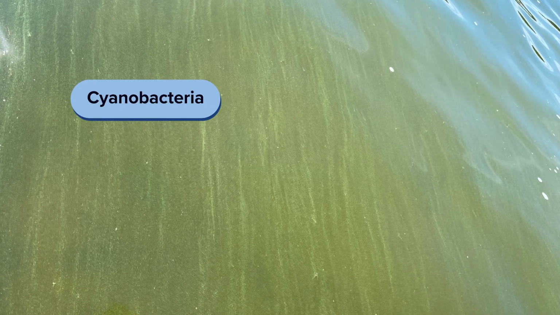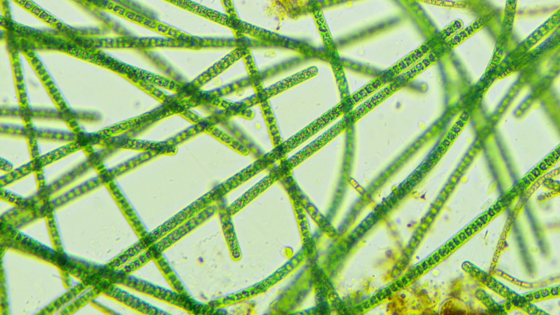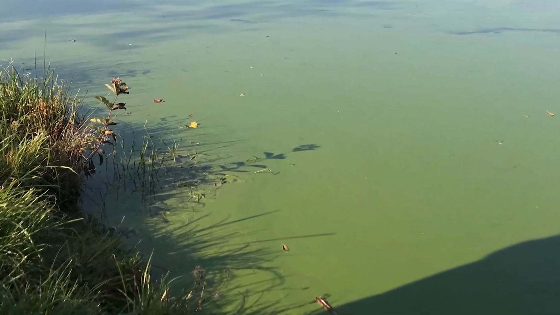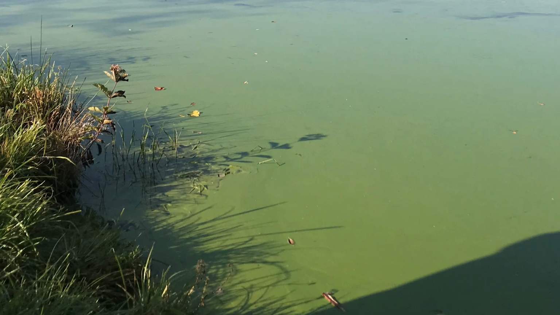Another microscopic organism that occurs naturally in some ponds are cyanobacteria. Commonly referred to as blue-green algae, these photosynthesizing bacteria can be beneficial to aquatic ecosystems at low levels. However, under the right conditions, they can form large blooms that may produce toxins that can be dangerous to animals and people that come in contact with the water.